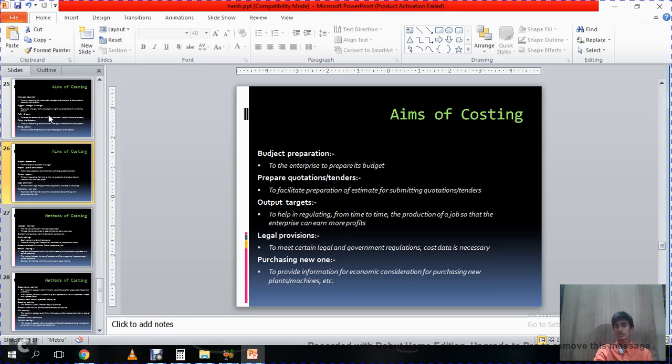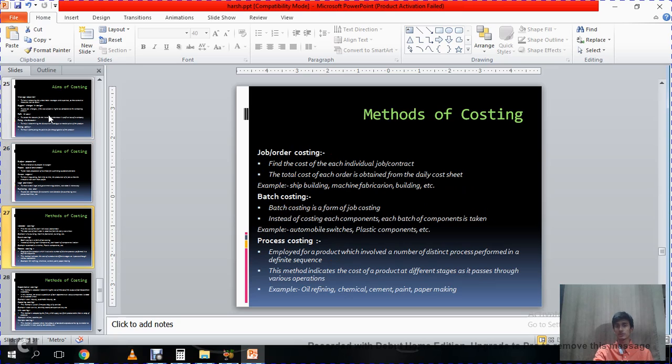Output targets, which is to help in regulating from time to time the production of a job so that the enterprise can earn more profits. Legal provisions: to meet certain legal and government regulations, cost data is necessary. Purchasing new ones: to provide information for economic consideration for purchasing new plants, machines, etc. Now the methods of costing.